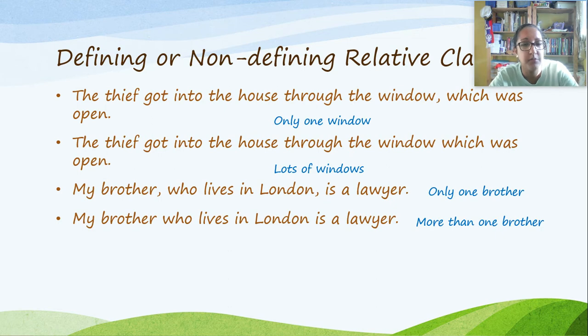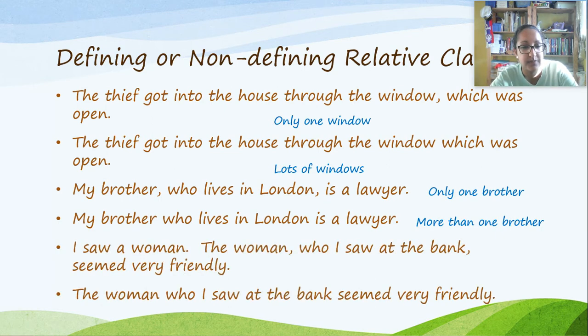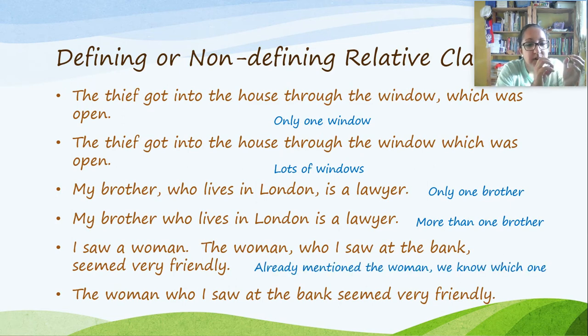Let's take a look at one more set of examples. I saw a woman. The woman, who I saw at the bank, seemed very friendly. Now, in this first case, we've got an extra little sentence. I saw a woman. So here, because we've already mentioned the woman, we know which one. We know which woman. So the fact that we saw her at the bank is just extra information.